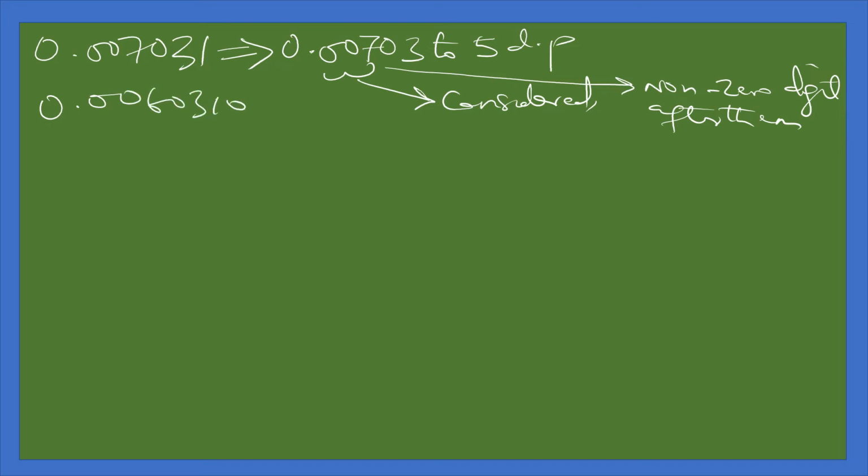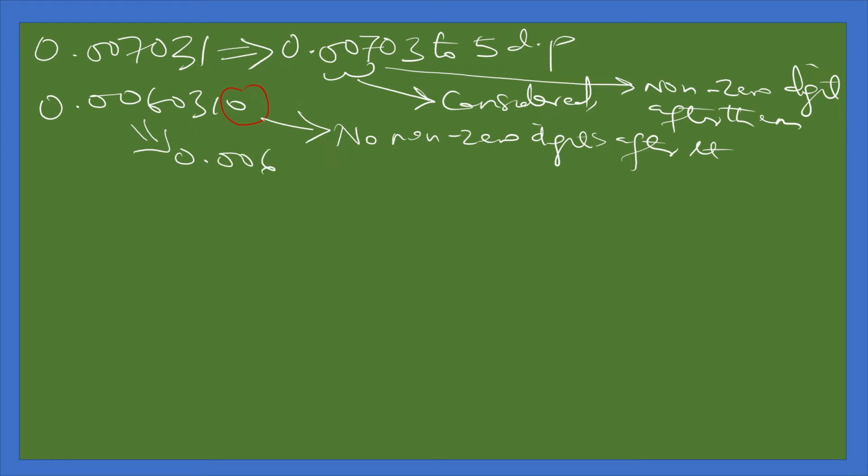Now, what about a situation where we have 0.0060310? In this case, this last 0 here will not be considered. Why? There are no non-zero digits after it. So this can only be expressed as 0.006031 to 6 decimal places. Very simple. Let's take a practical case.